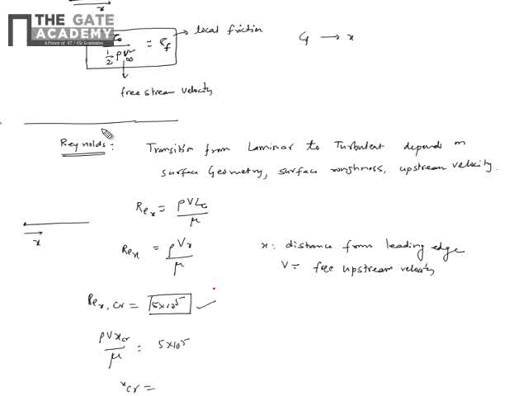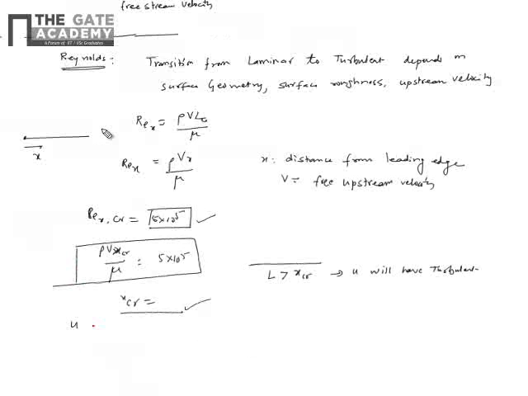So we can find out the distance from where it starts. Sometimes if the plate is shorter than that, you will have only laminar flow. If the plate length is greater than the critical, you will have turbulence. So always you have to calculate this. You express the Reynolds number in this way, and you can calculate the critical distance at which turbulence starts.